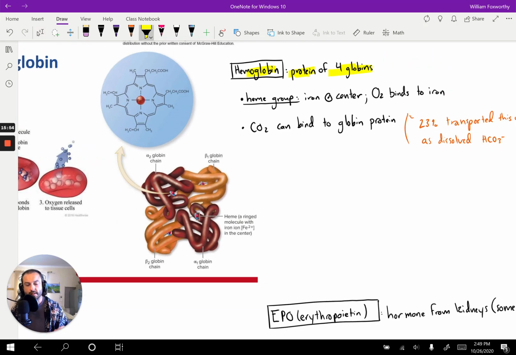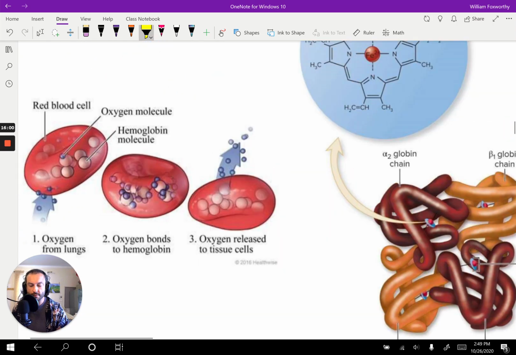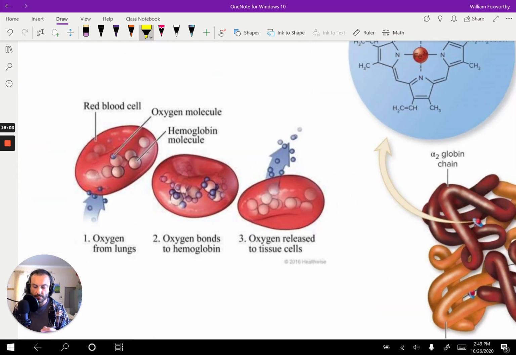And the reason that that iron group is important is because oxygen binds to that iron, and that's how oxygen is transported in your blood. So you breathe in oxygen, and that comes close to your red blood cells at the capillaries of the alveoli. Oxygen gets picked up by the hemoglobin within your red blood cell, and then the red blood cell is transported through circulation to your tissue cells, where oxygen will then be released.